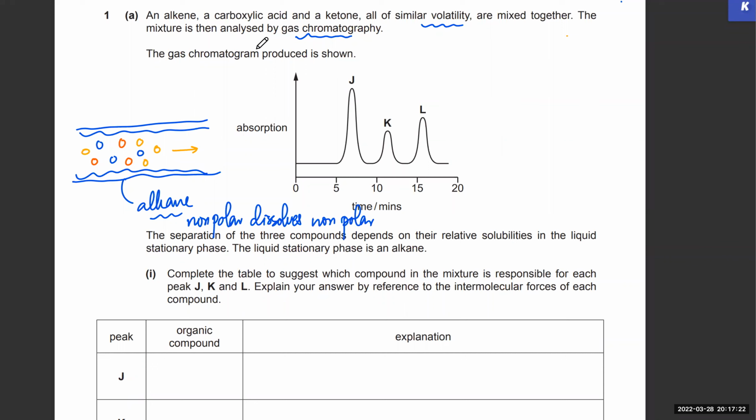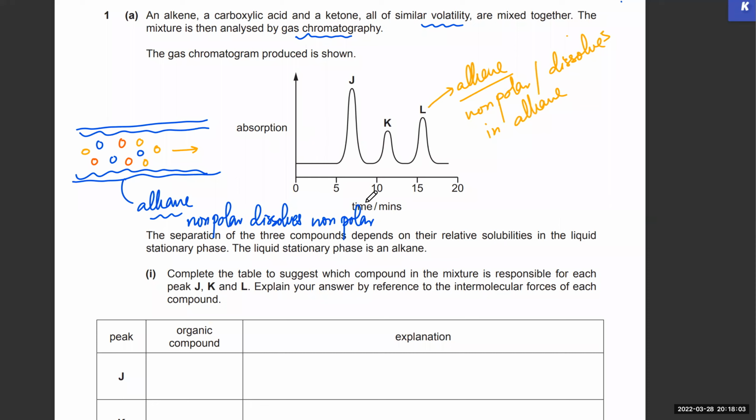The one that will dissolve in the alkane first is the non-polar one, which is going to be the alkene. So the alkene, so L over here is going to be alkene. Why? Because it's non-polar. So what will happen to it? It will dissolve very frequently in the stationary phase. So it would take a much longer time for it to move through the tube.